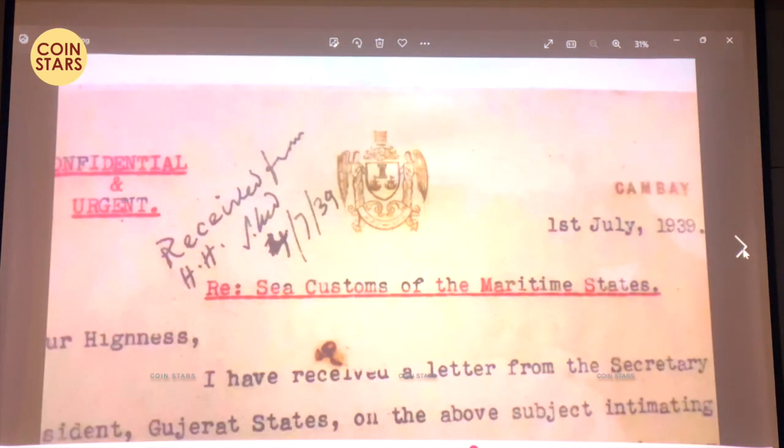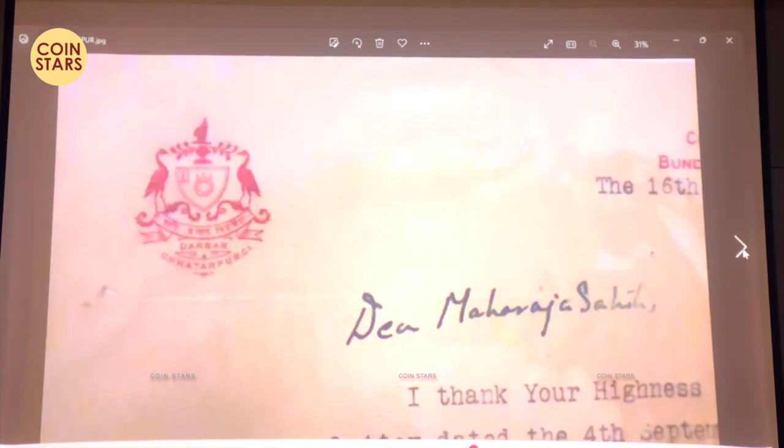Next, this is Kambe, Khambat. Two mermaids holding the shield. 1939. Khambat also had Nawabs here, and two ships here, sail ships. Next, this is Chhatarpur in central India. Darbar Chhatarpur.